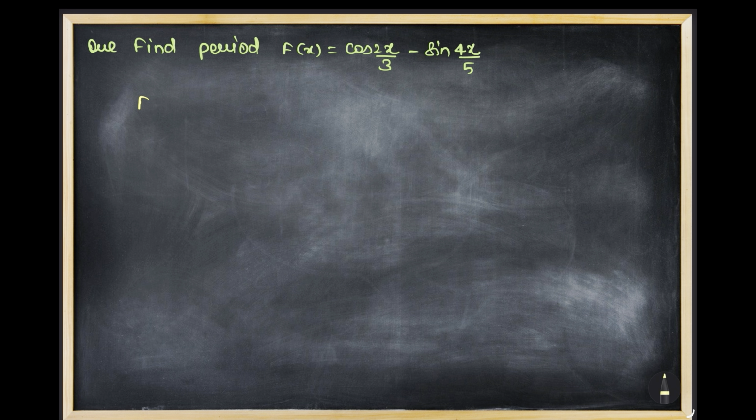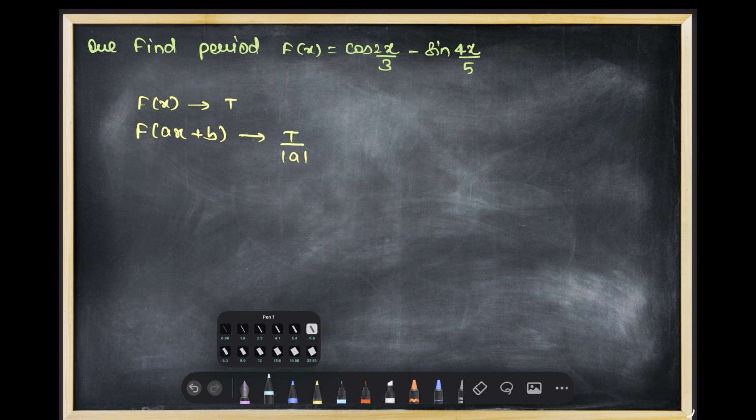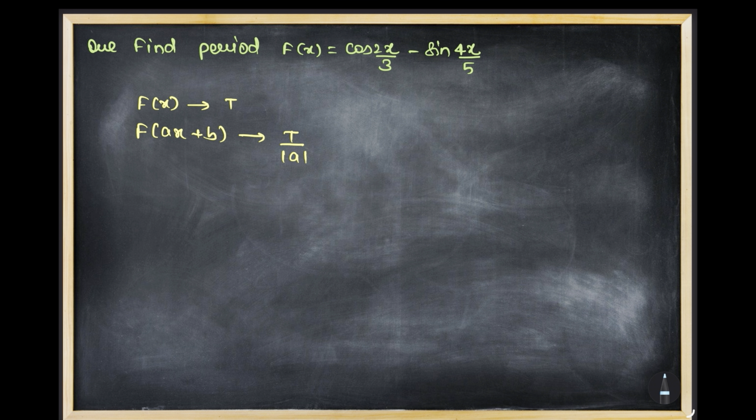Do you remember that if f of x has period T, then f of ax plus b will have period T by mod a? Hope you remember this one. Now look at here. If you observe, the period of the cos function is 2 pi and the coefficient is 2 by 3. So you should divide this number by 2 by 3. So this is your first number.